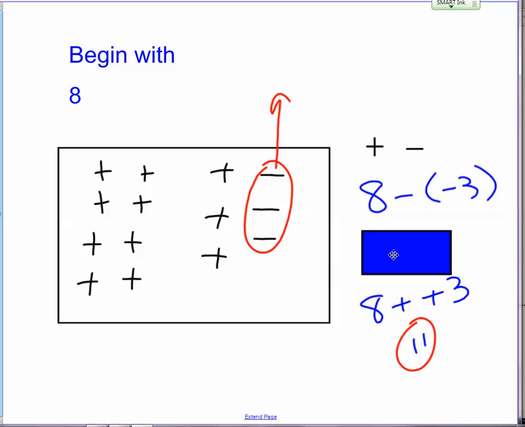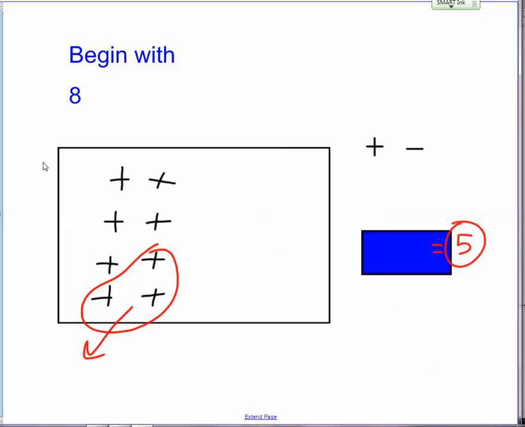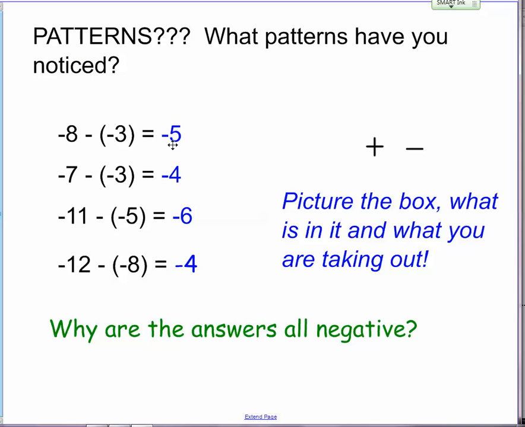And here we started with 8 positives right here, and we have to take out 3 negatives. I don't have 3 negatives, so we put in 3 zeros. Once we take out those negatives, we're effectively adding 3 positives, and 8 and 3 is 11. We started with 8, and we just took out 3, just like you did in first grade, and we're left with 5. So I wanted you to notice the patterns here.